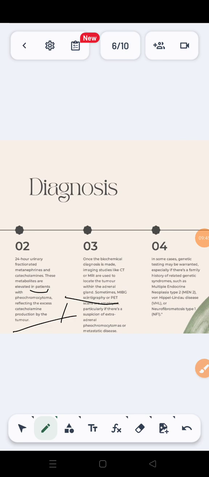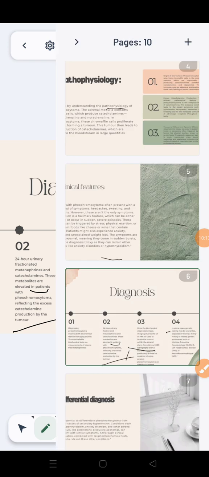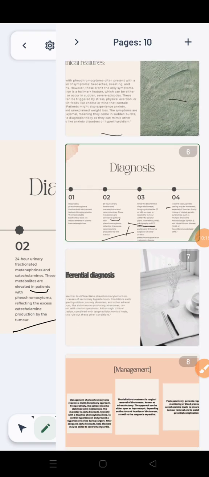Let's look at the fourth point. In some cases, genetic testing may be warranted, especially if there's a family history of related genetic syndromes such as multiple endocrine neoplasia type 2, MEN 2, Von Hippel-Lindau disease (VHL) or neurofibromatosis type 1. Okay, this was regarding the diagnosis.